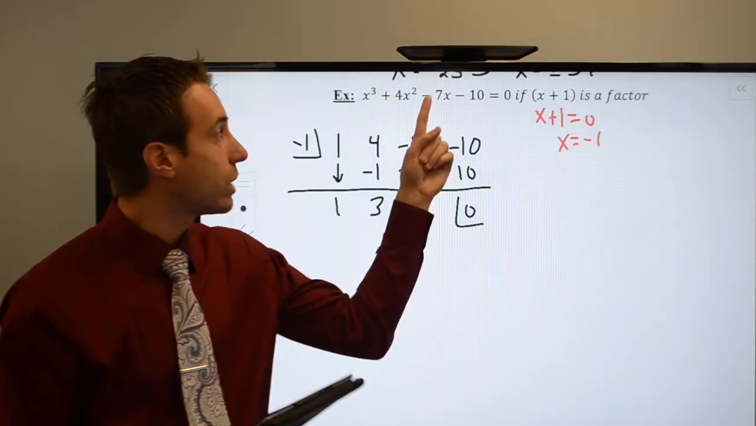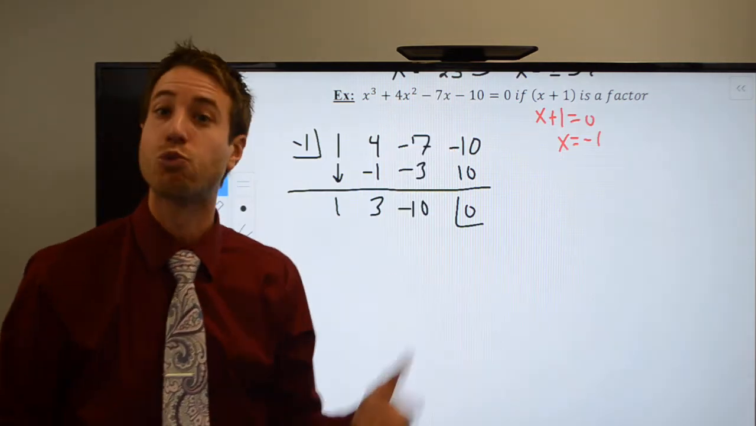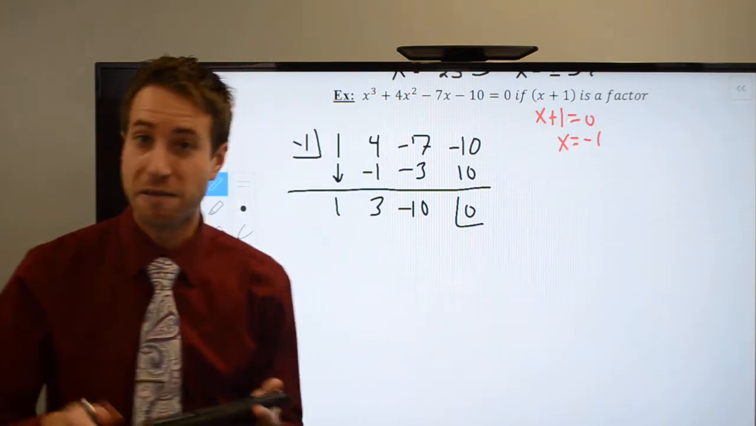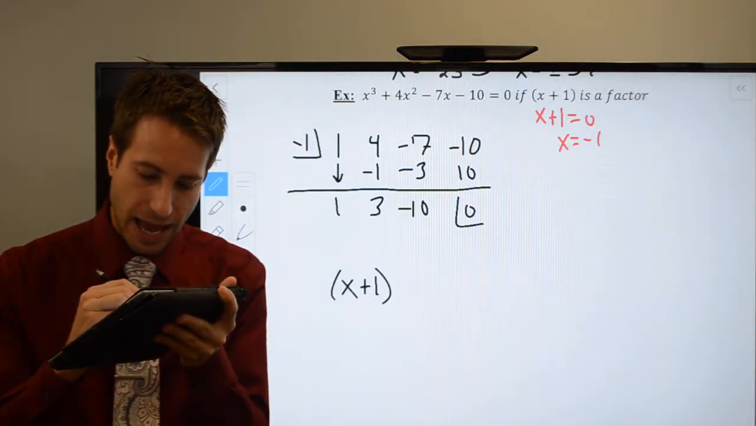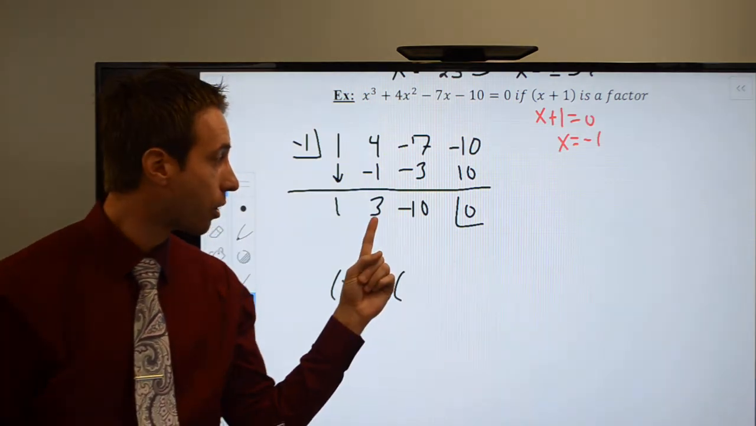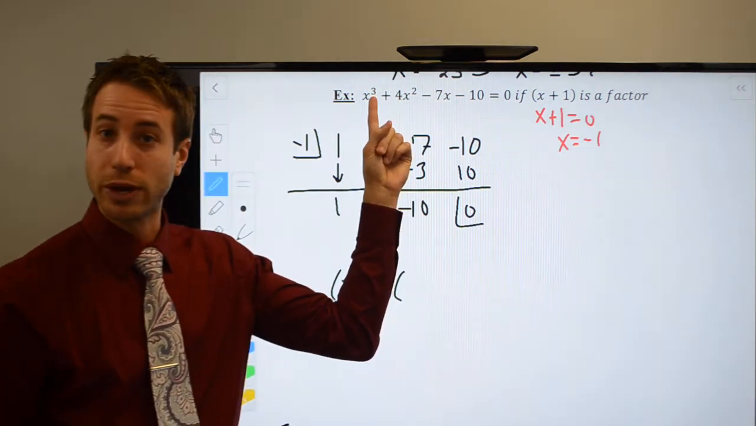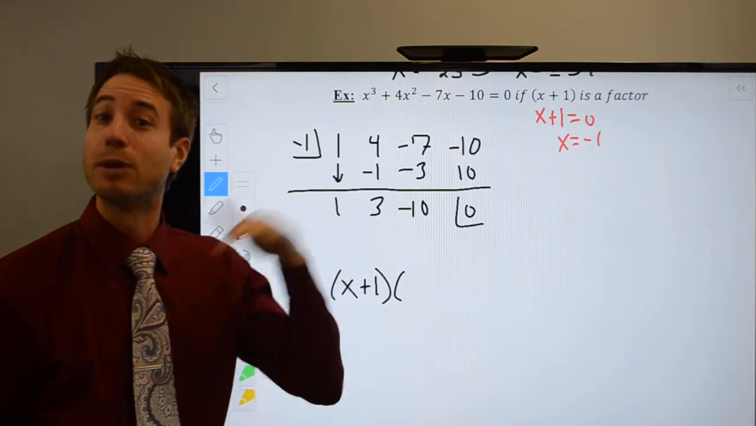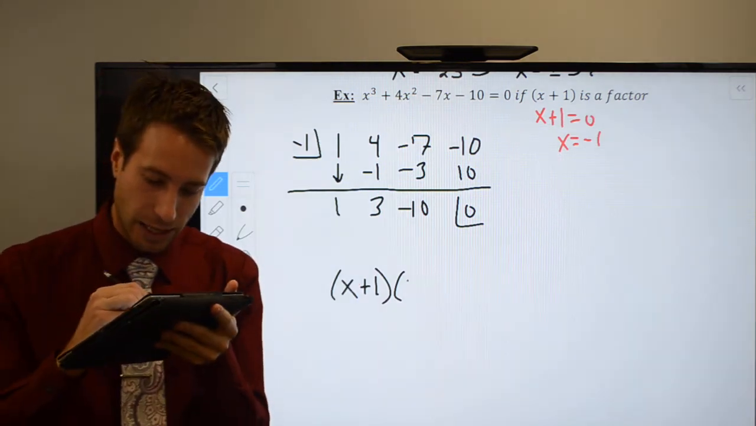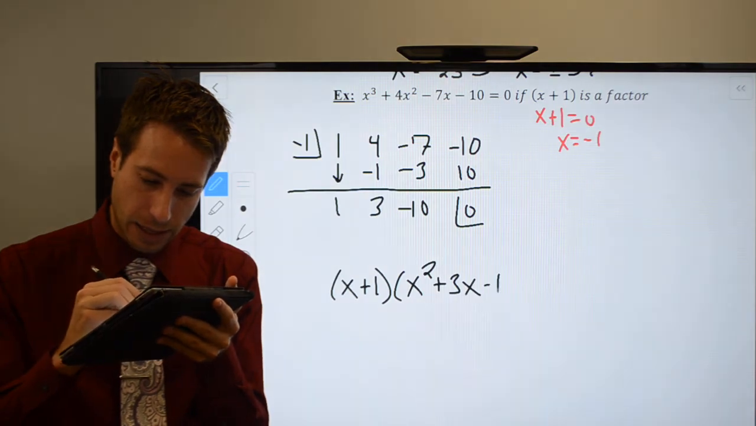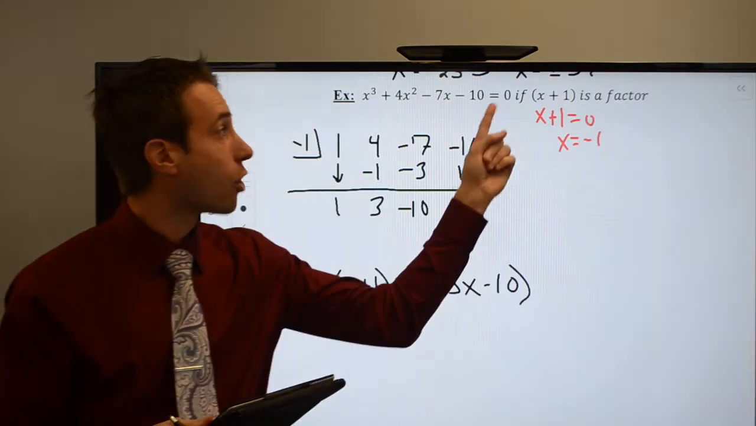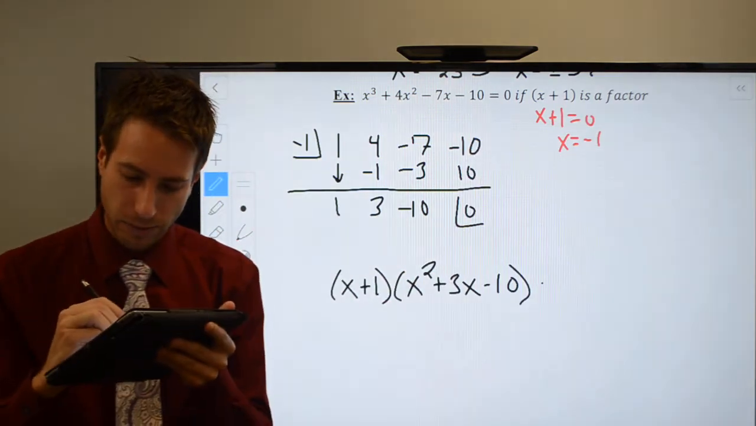So now I can rewrite the polynomial I was originally given as my factor, x plus 1, and my reduced polynomial. Well, my original degree was third degree, so that means that this needs to be 1 less than that. Second degree, x squared plus 3x minus 10. Again, that's all equal to 0.